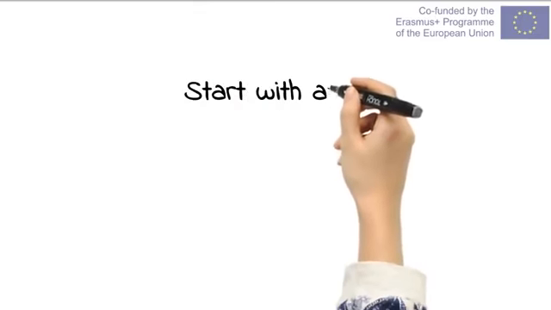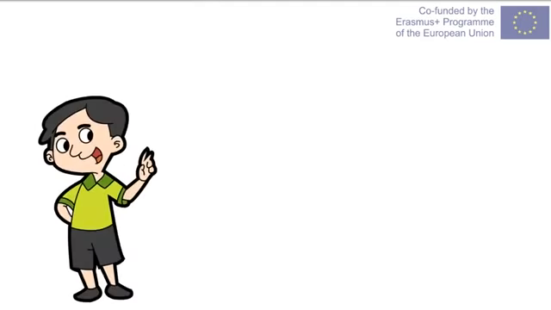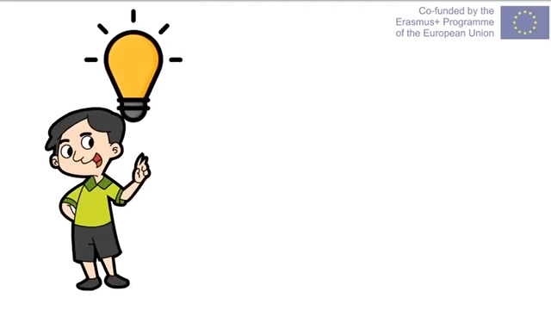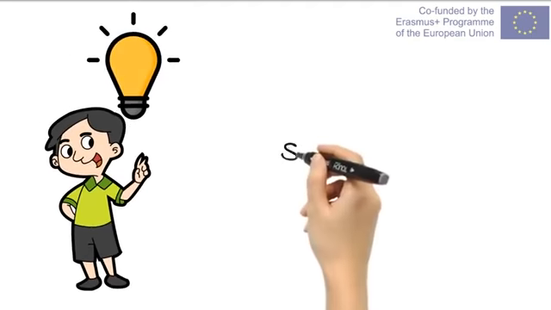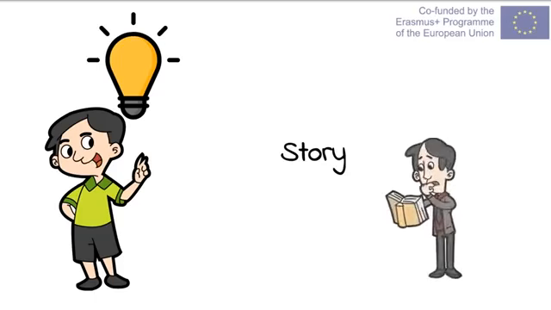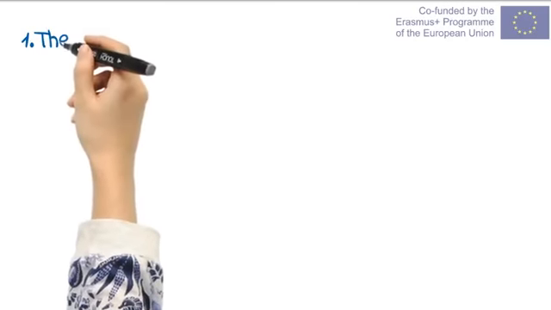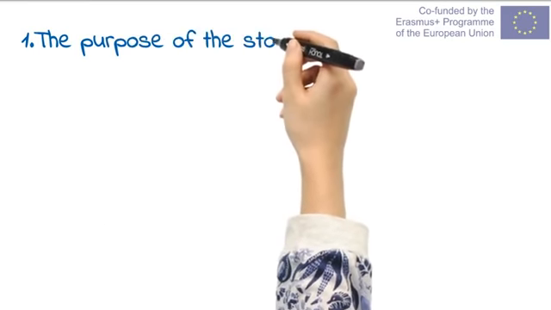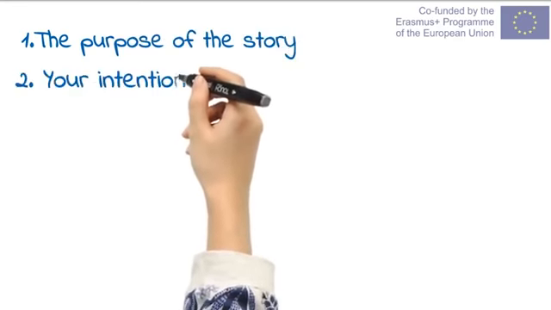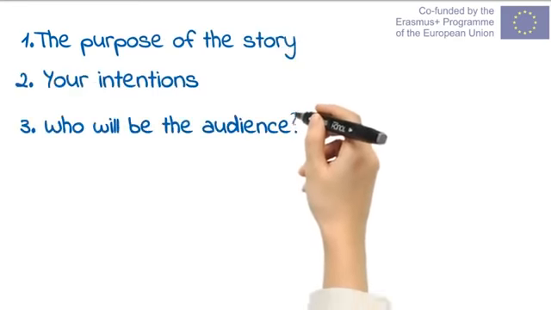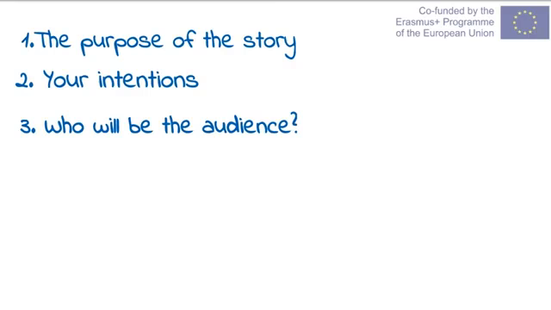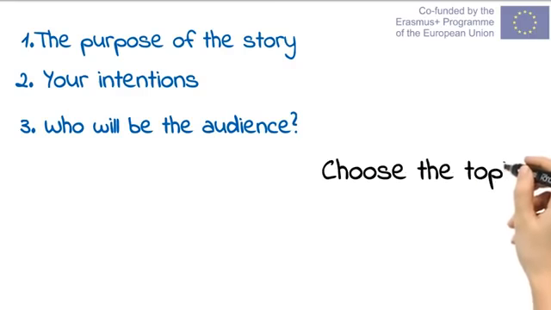Step 1. Brainstorming ideas. Digital stories, like all other stories, start with an idea. But before starting brainstorming ideas, think about the characteristics of a good story. Then ask yourself what you want your digital story to be about: the purpose of the story, your intention, what you want to provoke, and finally who the audience for your story will be. Once you define those elements, choose a topic.